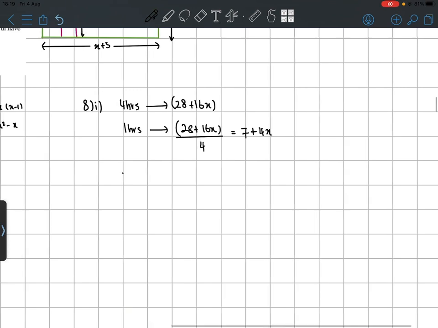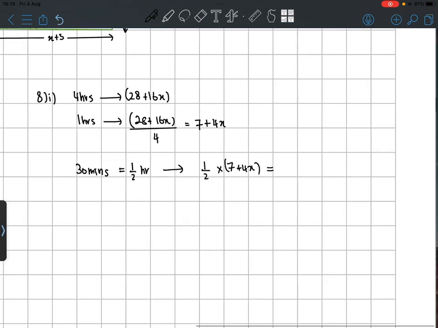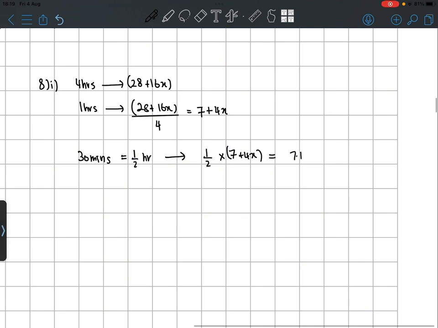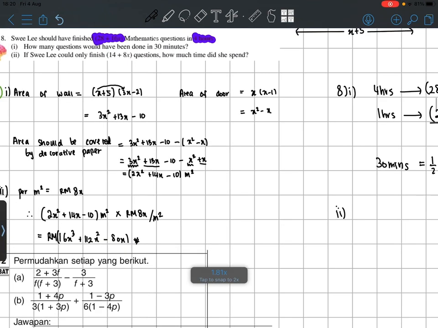And then we know 30 minutes is half an hour. So for half an hour we just multiply by 1/2 the number of questions in 1 hour, 7 plus 4x. So this is 7 plus 4x divided by 2, the number of questions in 30 minutes. So we have solved part 1.